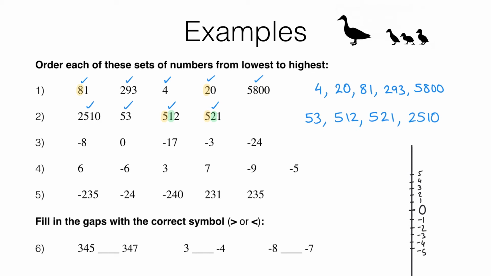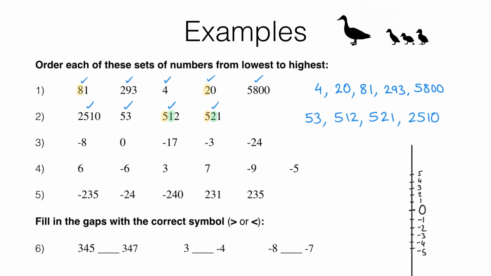And hopefully you can see straight away that 0 is greater than all of these negative numbers. So that means when we write these out in order from lowest to highest, 0 is going to be our highest number. Now, how do we decide what is lowest? Hopefully you can also see that something like -8 is going to be below -3.